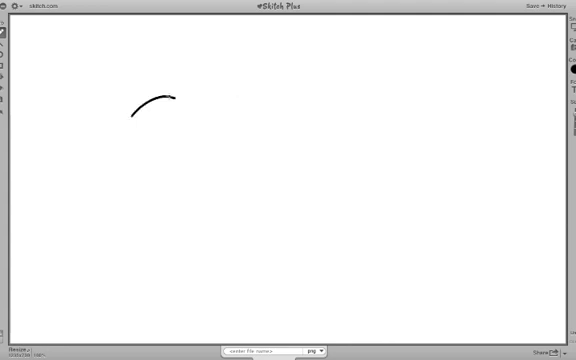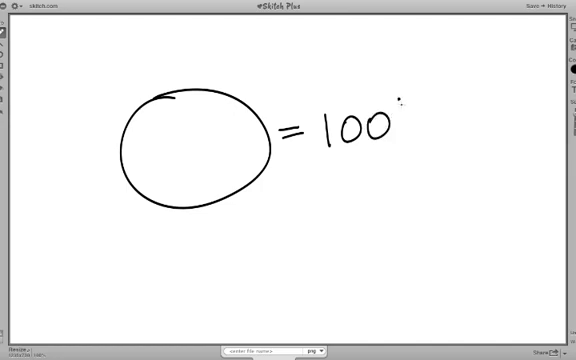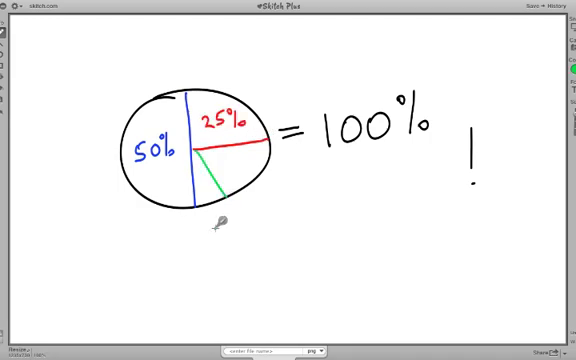Are you ready? The whole amount is 100%. That's it. That's all you really need to know. Everything else comes from there. The whole amount is 100%, which means that a half must be 50%, a quarter must be 25%, and a tenth is 10%, and so it goes on. Now let's look at the percent sign.